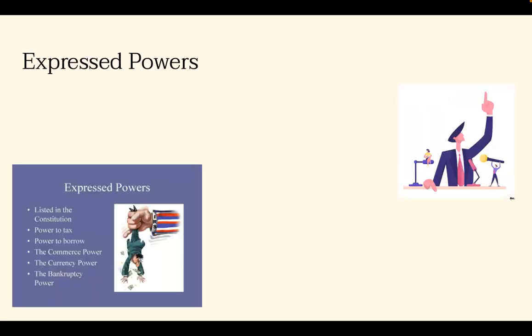Up next, the express powers, which are the explicit powers that are specifically granted to the federal government by the U.S. Constitution. So like Congress can declare war, for example, or the president can act as commander-in-chief of the armed forces. And from the textbook, what interested me was that the express powers are given to both Congress and the president, which I didn't know before.